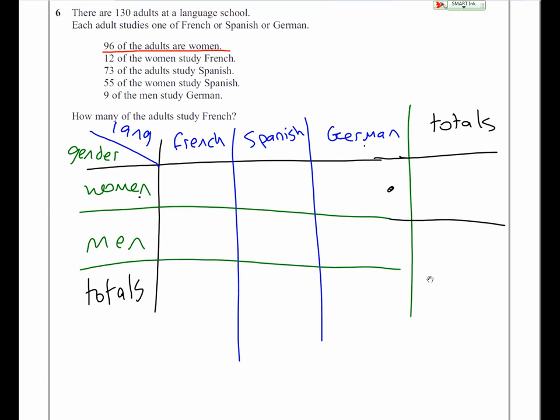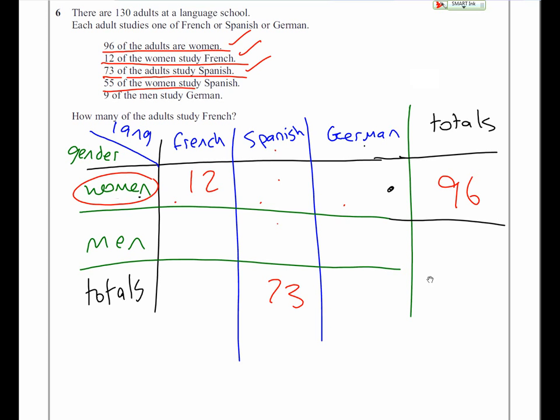So this is a two-way table. 96 of the adults were women. So that means that if you add up all the women, you get 96. That's your total. 12 of the women study French. So 12 women study French. Let's tick them off. 73% of the adults study Spanish. Okay, so the total people studying Spanish is, what do we say, 73.